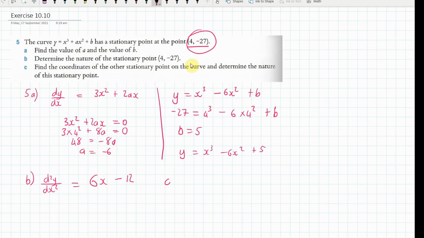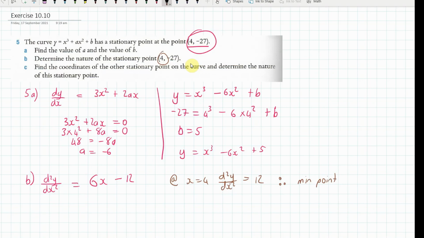Now that I know that, I'm able to find the coordinates of the other stationary points on the curve and determine the nature of the stationary point. Okay, sorry, I've jumped the gun. For part B, I also need to find the nature of the stationary point here. So at x equals 4, the second derivative is equal to 6 times 4 is 24, 24 minus 12, it's 12, and therefore we have a minimum point, because we learnt that when the second derivative is greater than 0, we have a minimum point. That's something you need to start memorizing, year 11s.